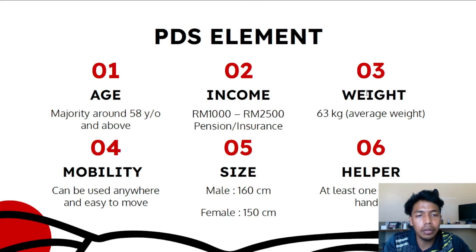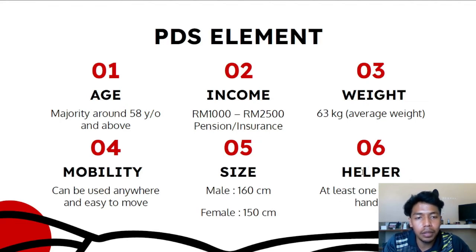The next one is the weight of the bedridden patient. The average weight is 63 kilograms. The next one is the mobility of the device. The device should be usable anywhere and easy to move. And next is the size of the bedridden patient. The average size for a male patient is 160 centimeters, and for a female patient is 150 centimeters.